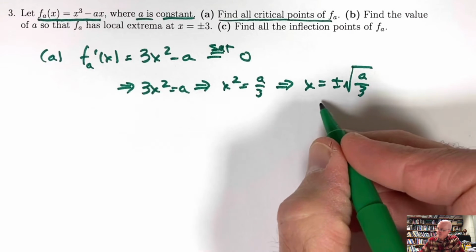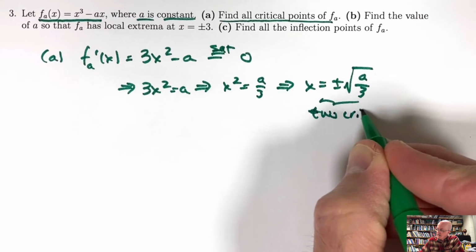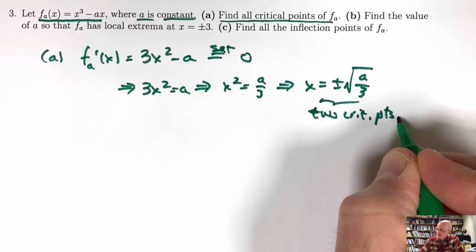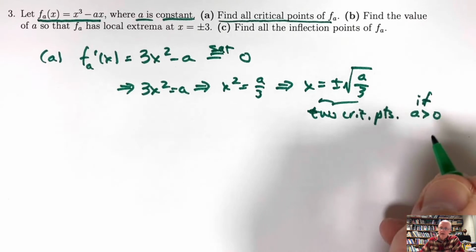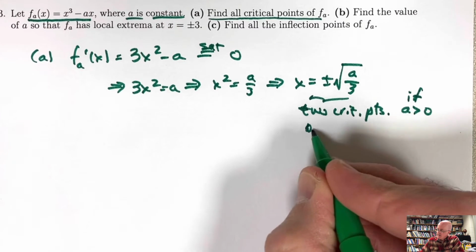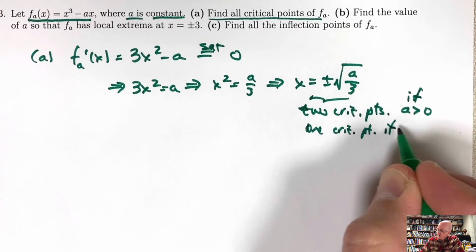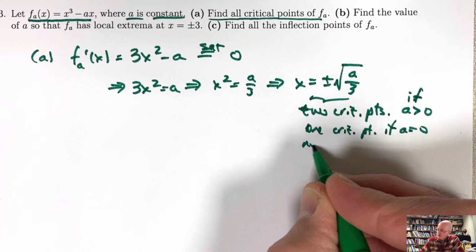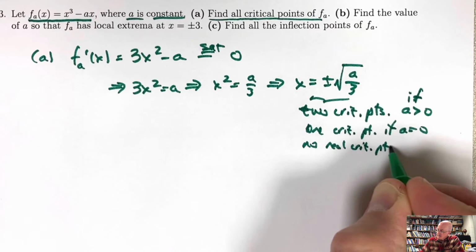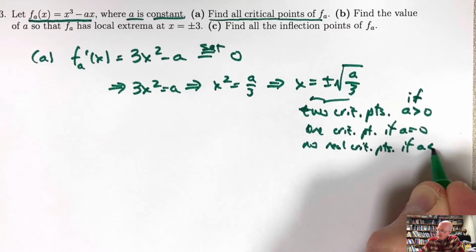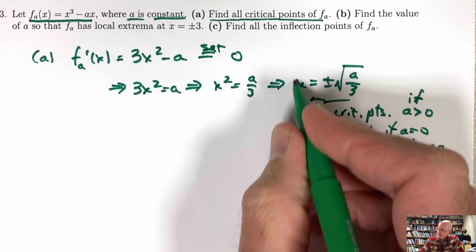So this is two critical points when a is positive, if a is positive. One critical point if a equals 0, and no real critical points if a is negative. Okay? That's the best way to describe the answer.